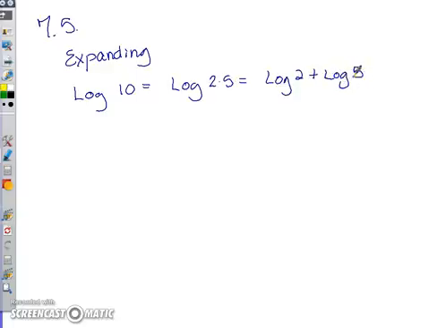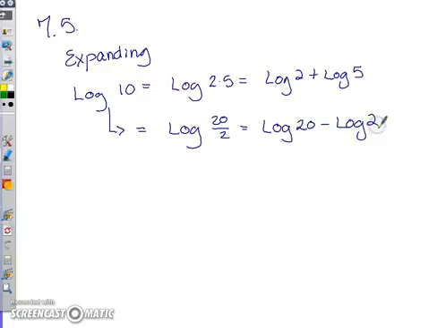But you could also say log base 10 could also be log of 20 divided by 2, which is log of 20 minus log of 2. Just saying, you can expand it. There are just different ways to expand, using the knowledge of what 10 is. 10 is 2 times 5, 10 is 20 divided by 2. So we can do these things.